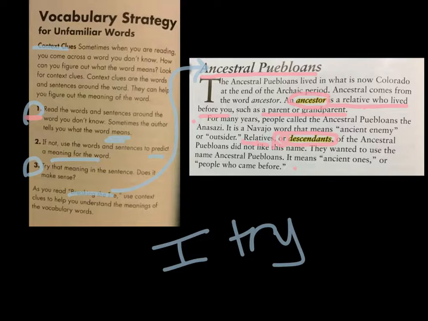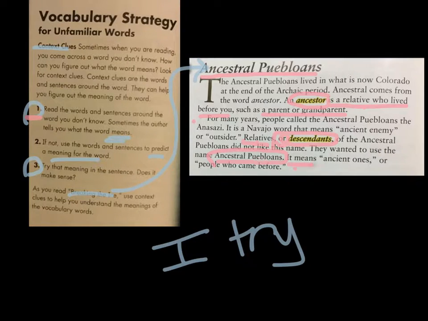But I had one more word gap, and I've seen this word over and over, and it was in my heading. Ancestral Puebloans. Seems pretty important if it's in my heading, but I don't know what that word means. So I'm going to read the words around it and see if I can find some clues. They wanted to use the name Ancestral Puebloans. It means ancient ones, or people who came before.